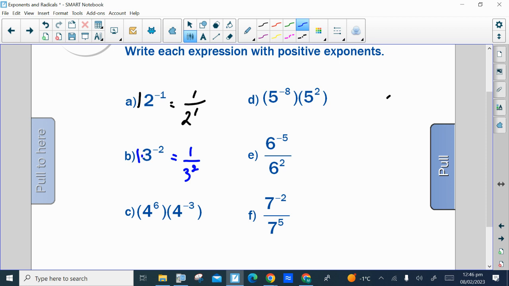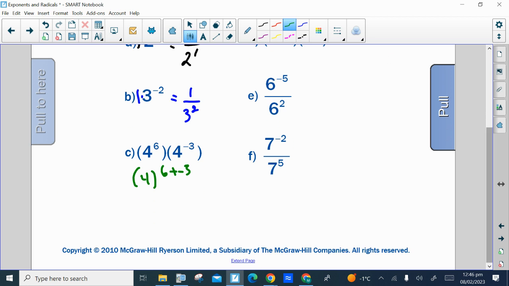Question C. You are multiplying powers with the same base. The law says you add the exponents and keep the base the same. So that's what we show here. Add the exponents and keep the base the same. And in this case, 6 plus negative 3 is positive 3. So there's your answer. We've written it with a positive exponent.